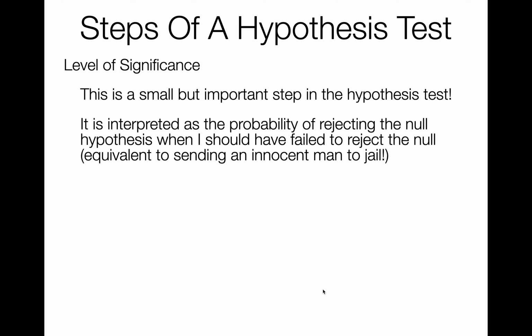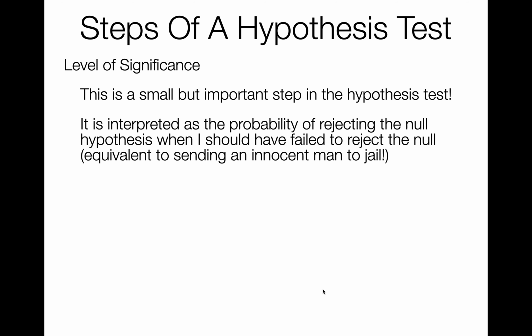environment, the null hypothesis is that he's innocent. The alternative is that he's guilty. The level of significance, which is something that we're going to set before we do a hypothesis test, okay, is the probability of rejecting that null hypothesis, which would be innocence, when in fact the person was really innocent. Okay, so that's equivalent to sending an innocent man to jail, which is not good at all.